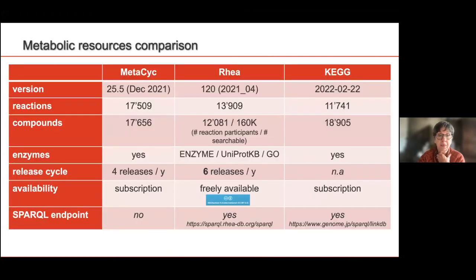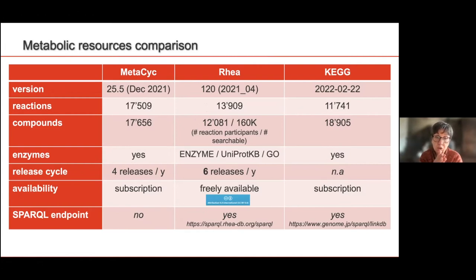So to finish, in terms of comparison of the different metabolic resources, you can say that there are three main reaction resources: MetaCyc, Rhea, and KEGG. We have nearly the same number of reactions. In terms of compounds, 12,000 is the number of compounds that are effectively used in Rhea as reaction participants.